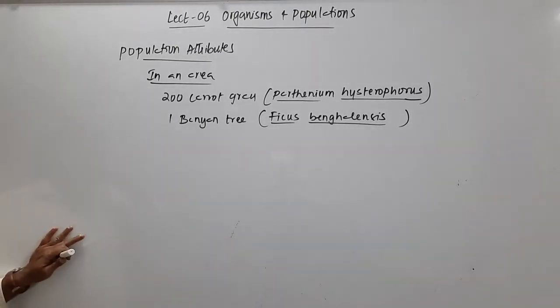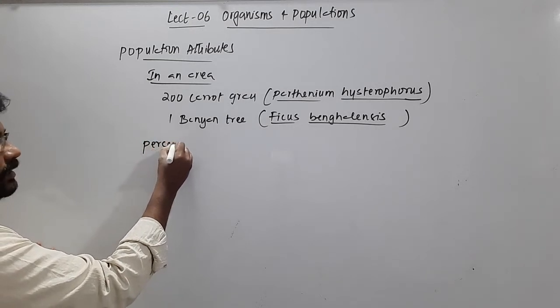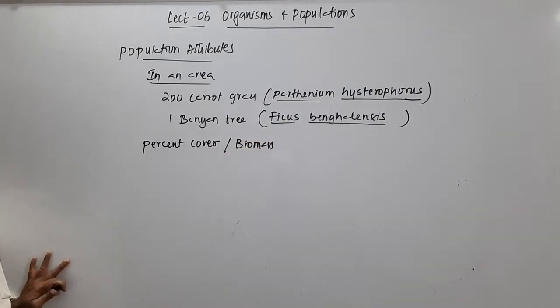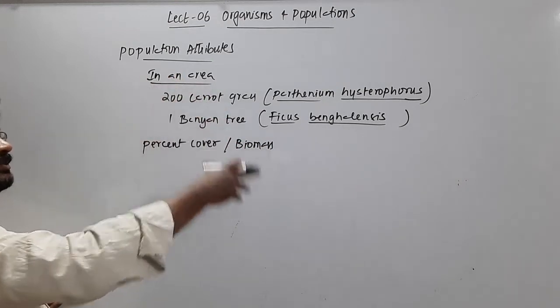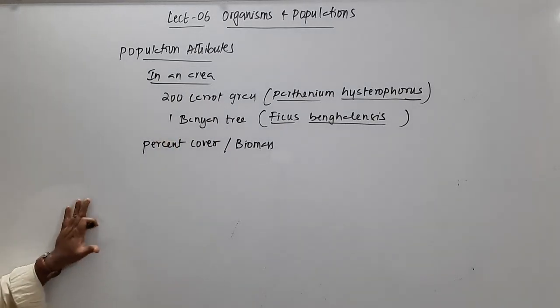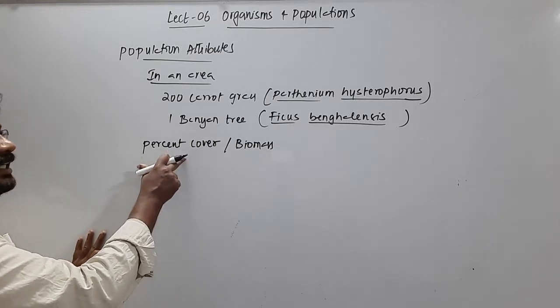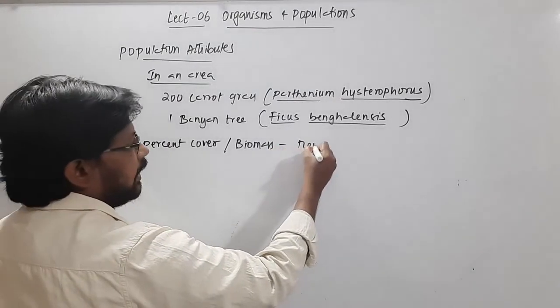So now the point comes: in what way do we need to measure? In this case we need to consider the percent covered, or we need to consider the biomass. The biomass of these 200 carrot grasses doesn't match at all with one banyan tree. It doesn't even make one fourth of that banyan tree in terms of biomass. So in such conditions, we need to consider the percent covered or the biomass, right?